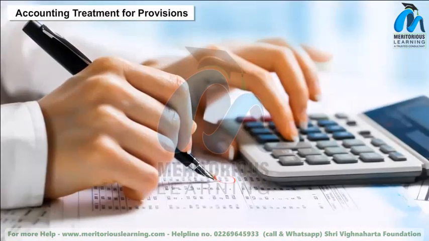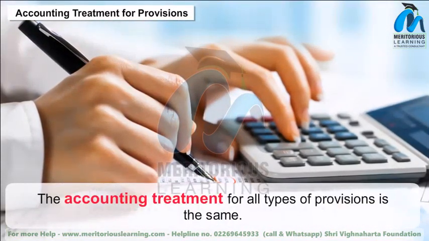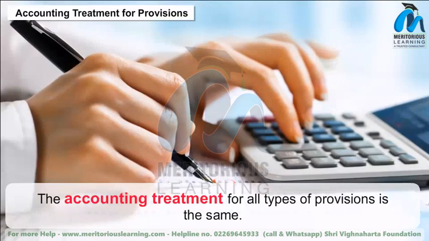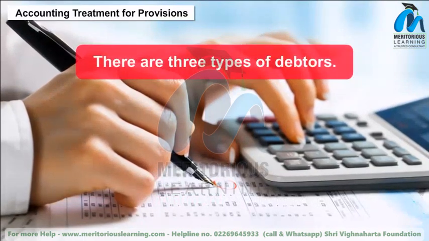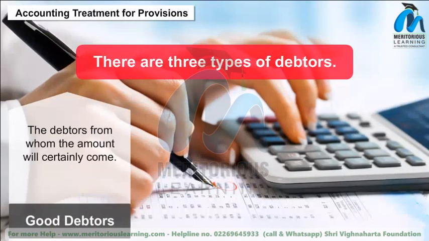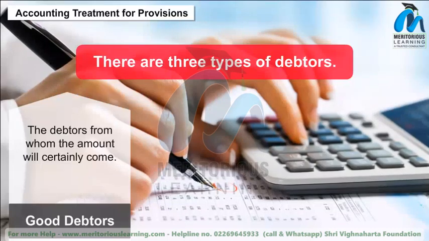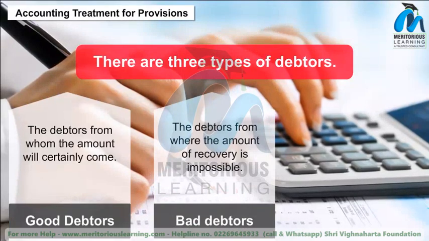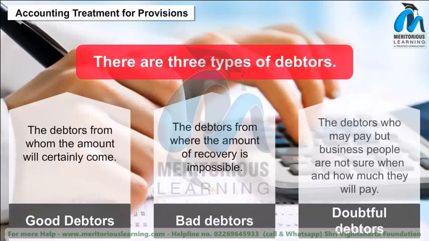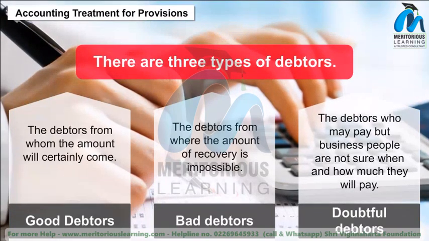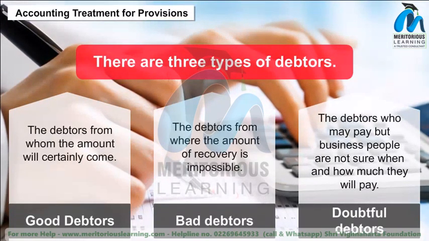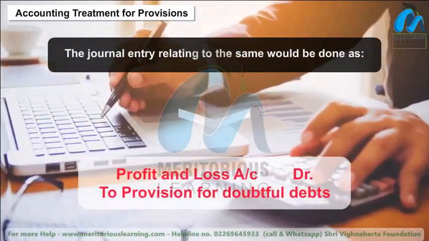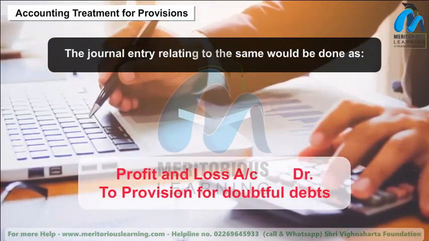Accounting treatment for provisions. The accounting treatment for all types of provisions is the same. Let us take an example of provision for doubtful debt. There are three types of debtors. Good debtors, the debtors from whom the amount will certainly come. Bad debtors, the debtors from whom recovery of the amount is impossible. Doubtful debtors, the debtors who may pay but business people are not sure when and how much they will pay. The journal entry relating to the same would be done as profit and loss account, debit, to provision for doubtful debts.